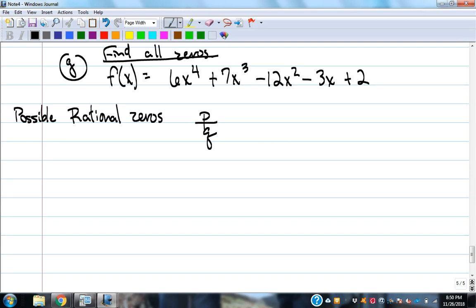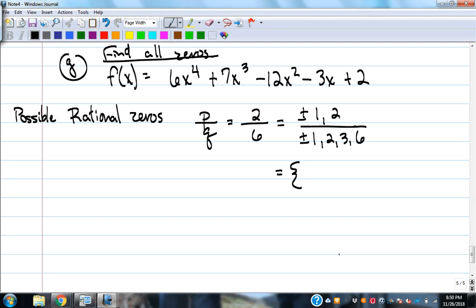P over Q. For this problem, P is 2, Q is 6. Okay? We want the factors of 2 over the factors of 6. So what are the factors of 2? What are the things that divide evenly into 2? 2 and 1. What are the things that divide evenly into 6? 1, 2, 3, and 6. The entire list is going to be made by taking each of these factors and dividing by each of these.